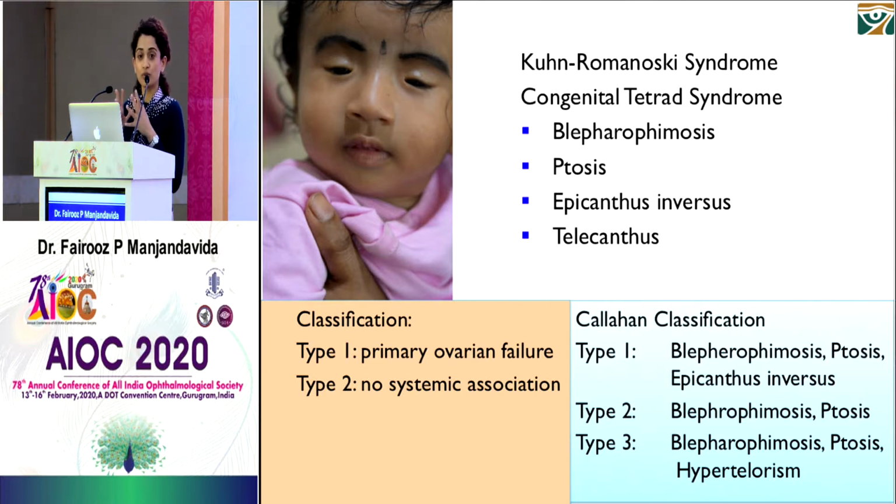All right? So blepharophimosis syndrome is also known as congenital tetrad syndrome. It has 4 features, and that is why tetrad: blepharophimosis, ptosis, epicanthus inversus, and telecanthus. It does have a classification also. Depending upon the ovarian function in a patient, it's classified into type 1 and type 2. Primary ovarian failure, type 1. Type 2, no systemic association. And a Callahan classification depending upon the features which are present in these children.